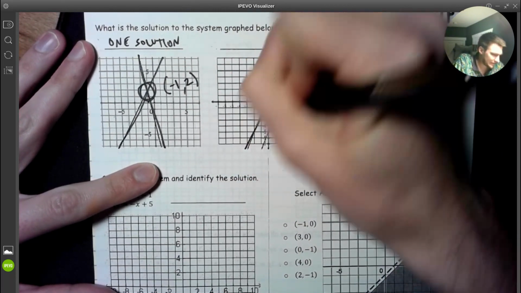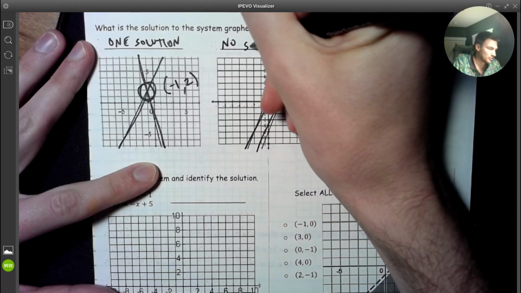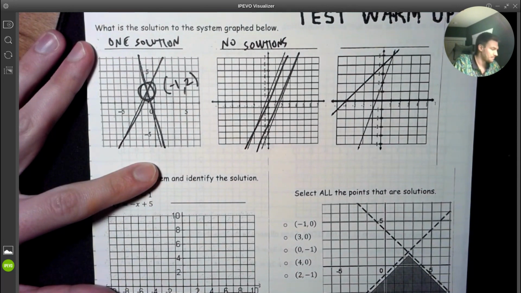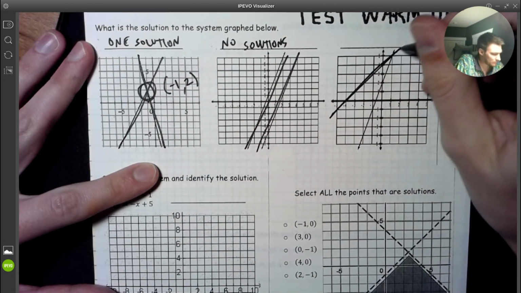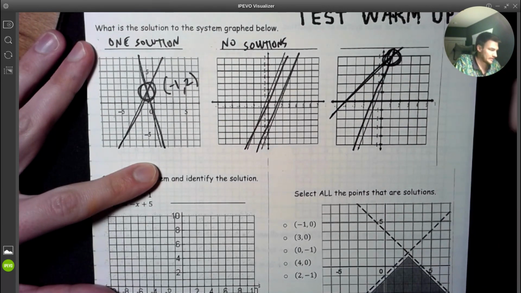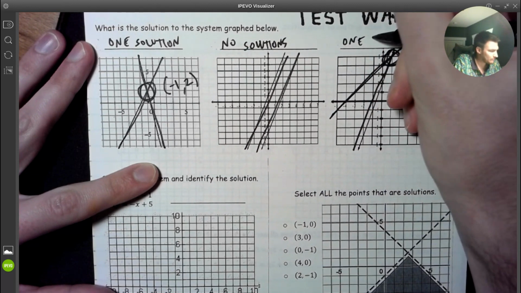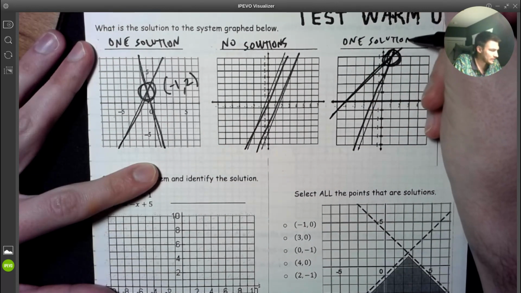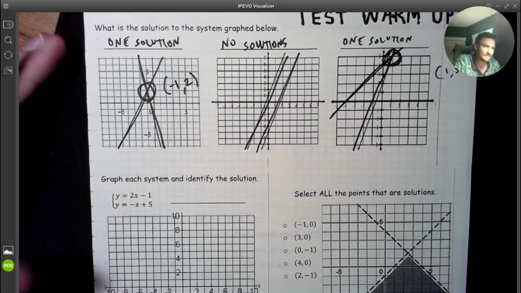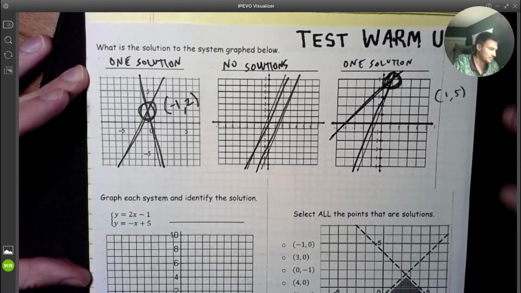This next one I can see has two lines, and these two lines don't cross. I'm going no solutions for this. And this last one, there it is. Two lines, they cross, they touch. This is another one solution. And where do they actually touch? Yeah, they're going to touch at 1, 5. There it is, 1, 5. Not too bad.